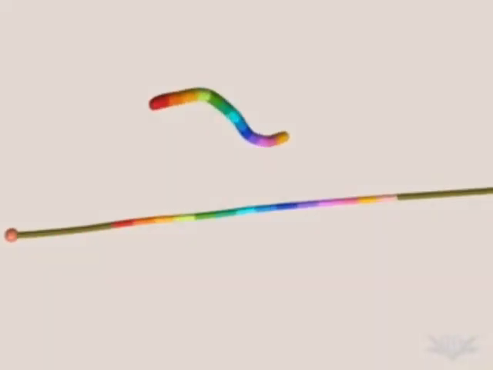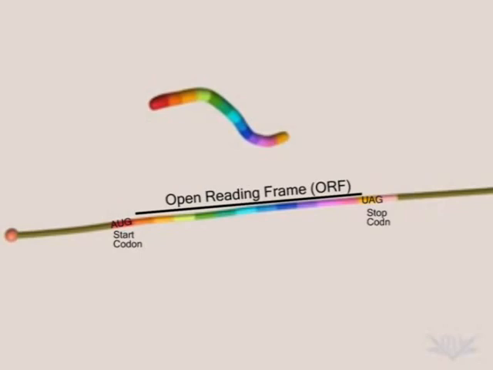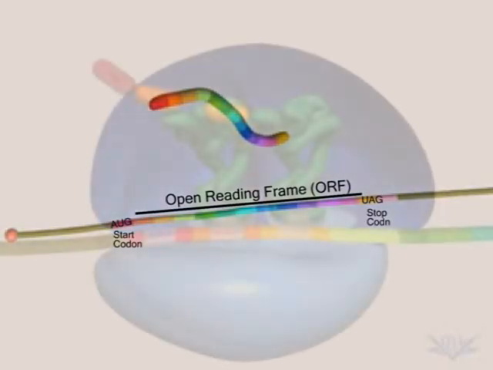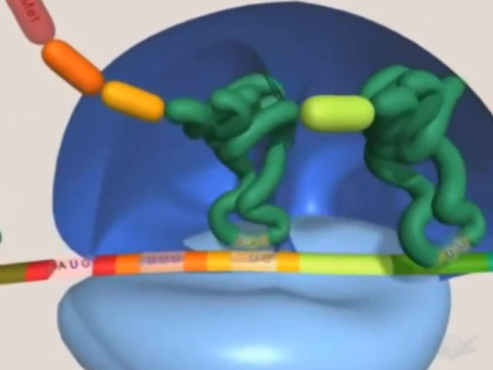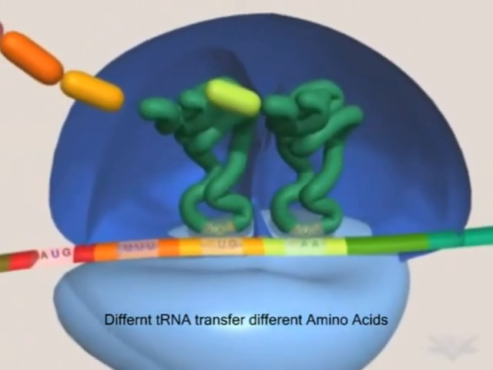So notice that each gene has a start codon AUG and a stop codon UAG. The section between these two codons is called the open reading frame, ORF. Also note that different transfer RNAs transfer different amino acids.